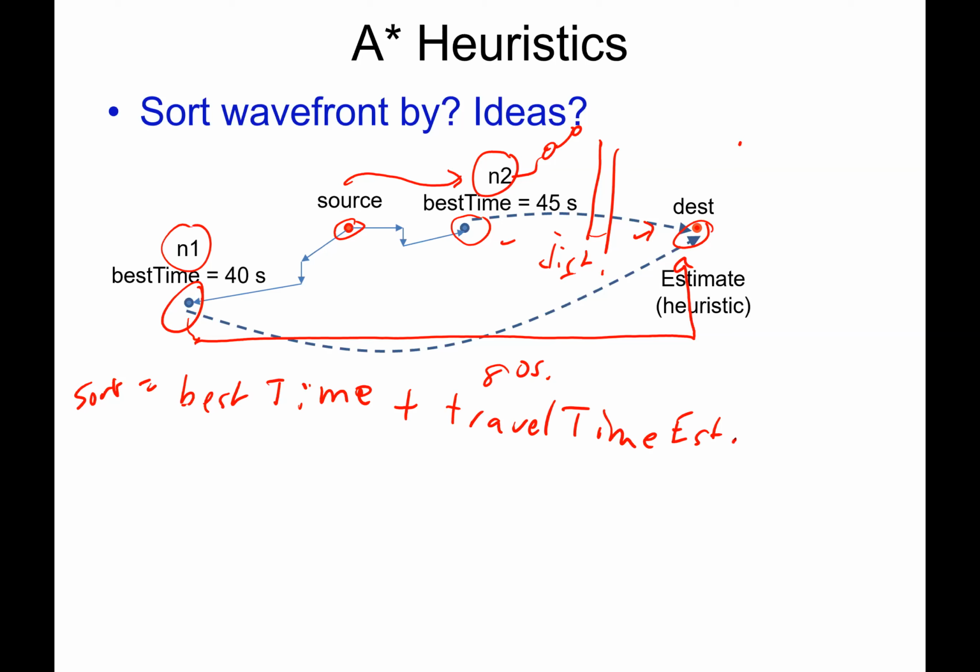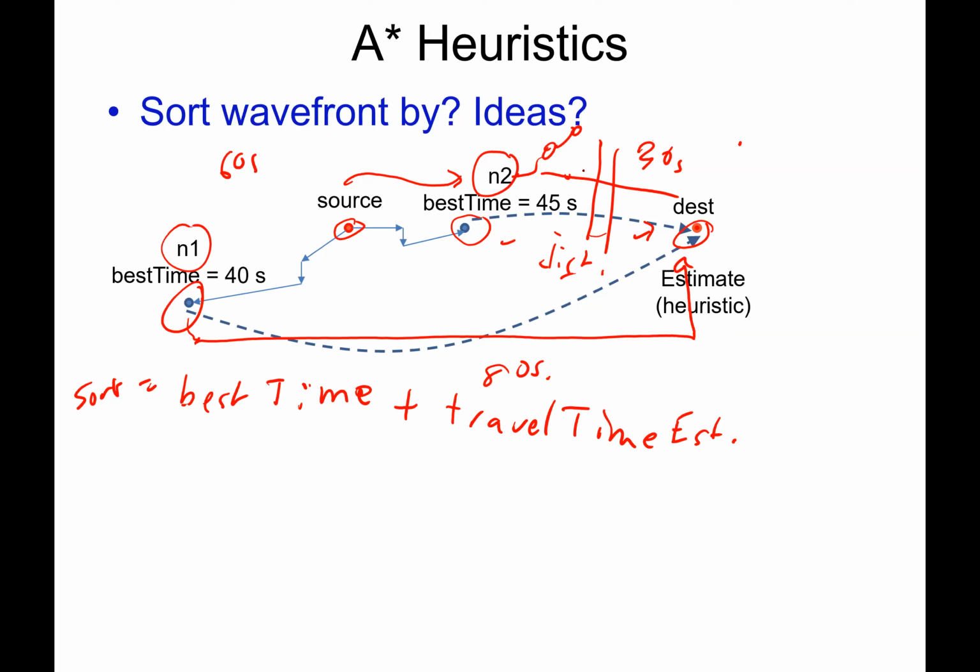Okay, so if we take our best time and we add the estimated travel time from where we are, we sort the wavefront in a very logical way. If we think that the travel time from N2 is say only 30 seconds, and the travel time from N1, because it's further away, is say 60 seconds, then best time plus our 30 seconds would be 75 seconds for N2, and we'll sort it to be smaller. It'll come out first, we'll look at it first. Whereas best time plus the estimated travel time on N1 would be 100 seconds, we won't look at it right away.